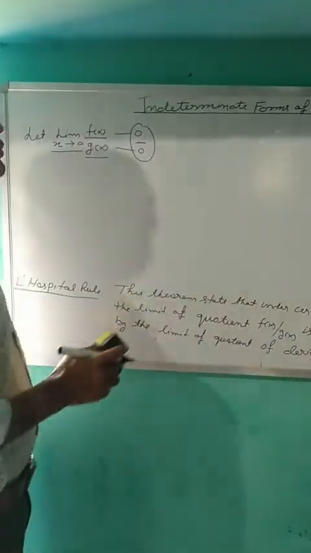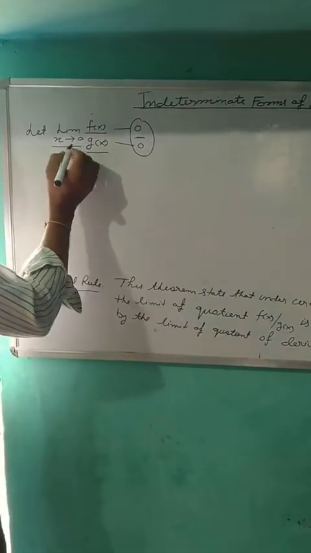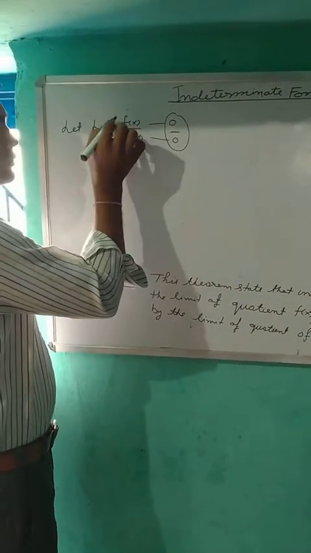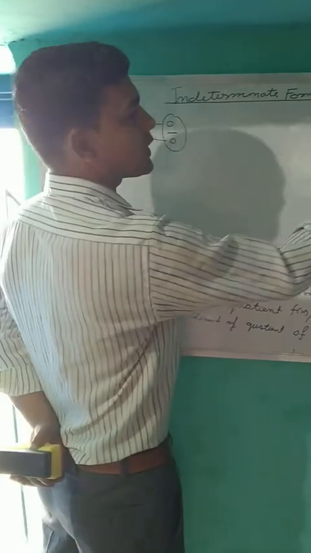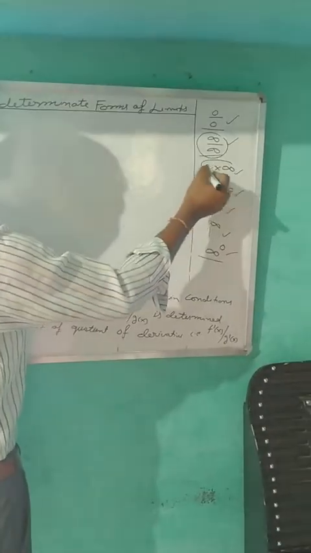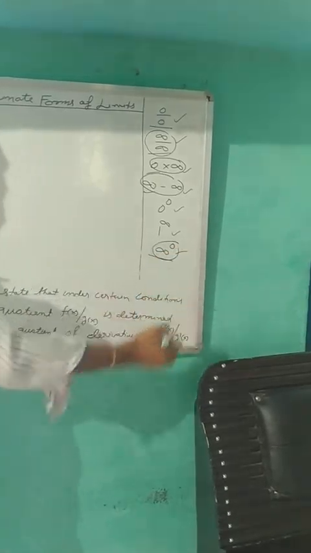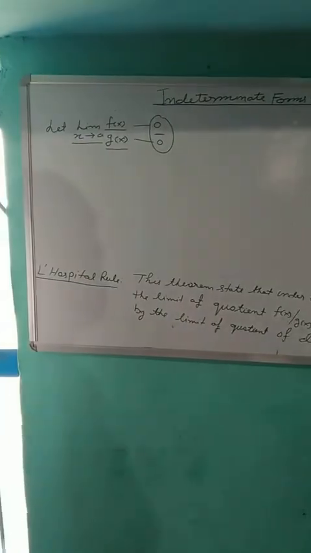Similarly, after putting the limit x tends to a, we can find this type of indeterminate form, this type, this type, and similarly this type of indeterminate form for a function.